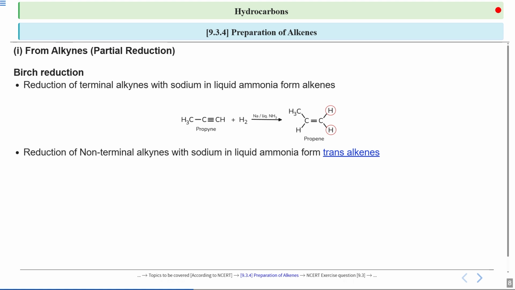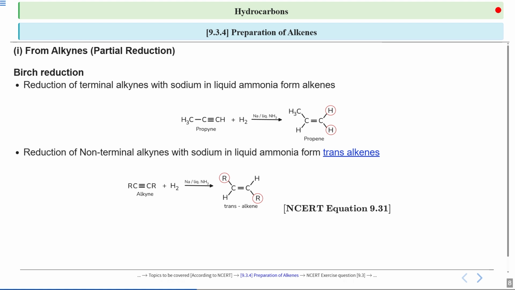Then what will happen? If you react your non-terminal alkynes with sodium in liquid ammonia, it forms trans alkenes. Now, on the contrary, opposite to the Lindlar catalyst where cis was the predominant product, here we are getting the trans alkene in Birch reduction. Now, here is a general scheme for that.